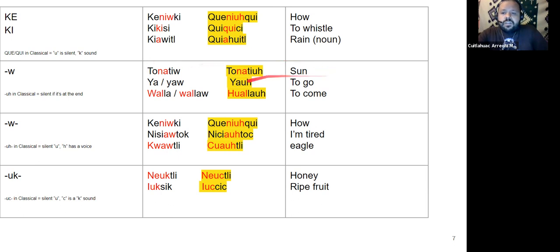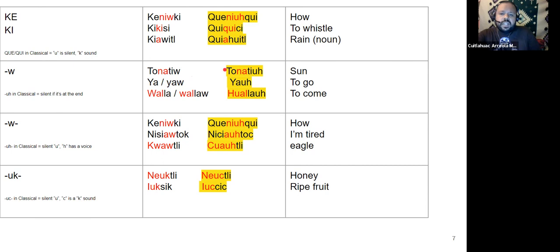You can look on the right to see its meaning. The W is silent in all of these three words. When you see the W at the end of a word, it is silent in Huasteca Nahuatl. Wala, wala, wala. Now in the new orthography, it's either without a W or with a W. It's either or, both are correct. Ya, wala, same pronunciation.